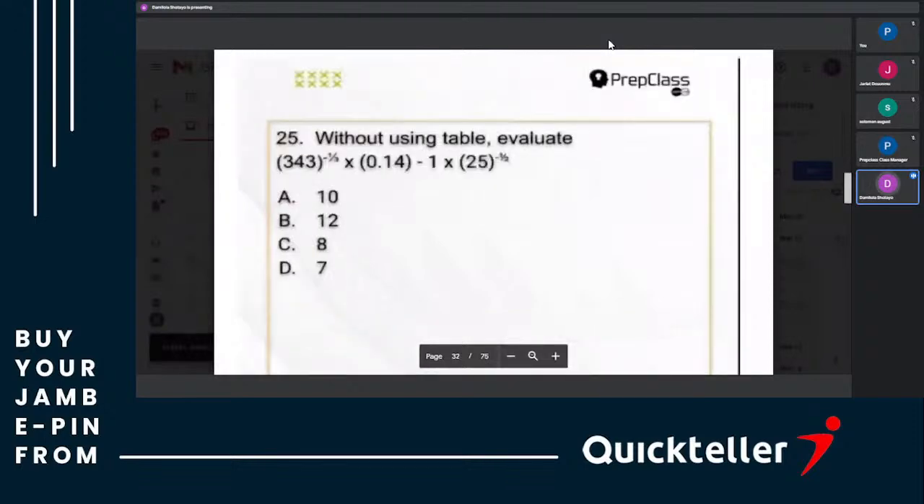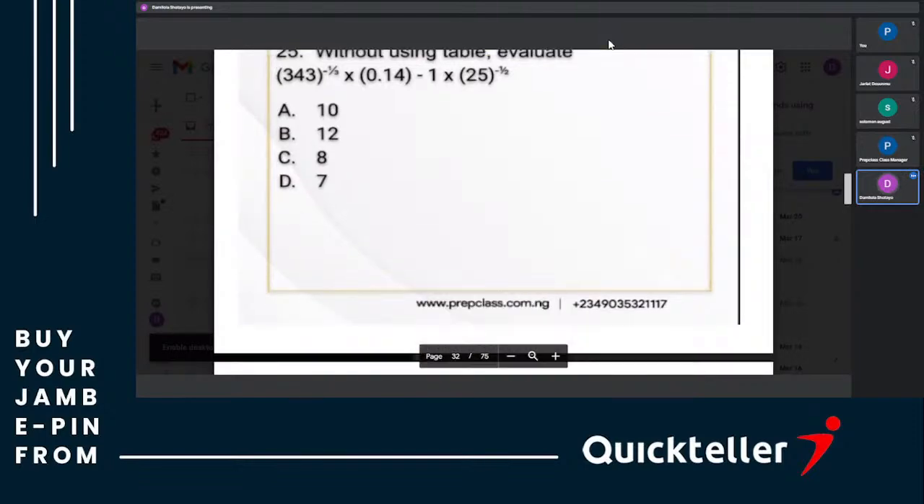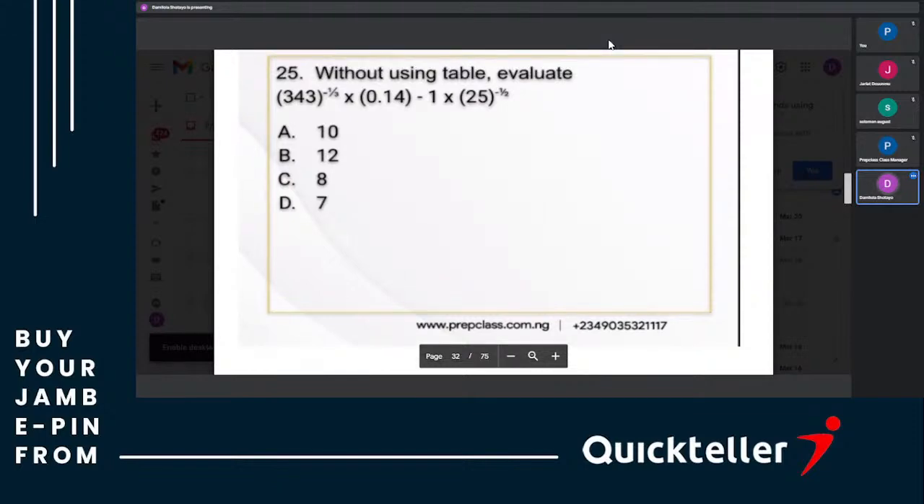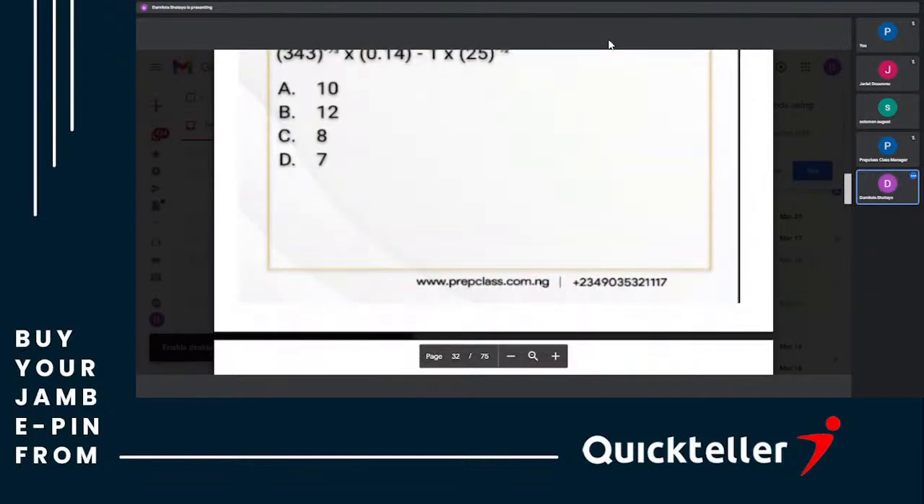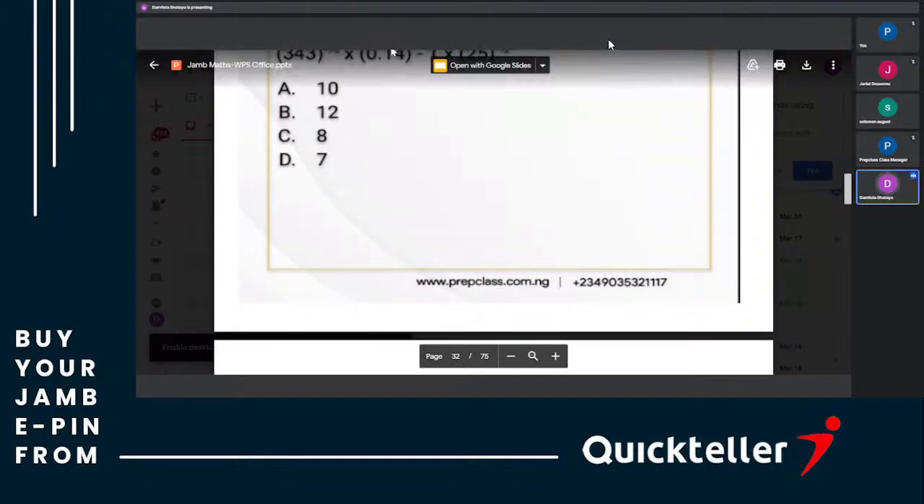Without using table, evaluate. Now, this question is not logarithm, it is indices. Can you remember what the rule said? You have to solve these indices one by one. This was the question, but when I checked through the past question carefully, I saw that this question was not correct. There are quite a lot of typographic errors in most of our past questions, and we need to be very, very careful with some of them.